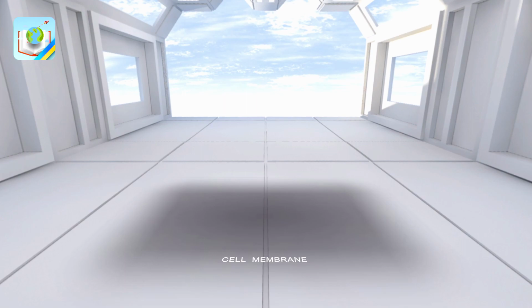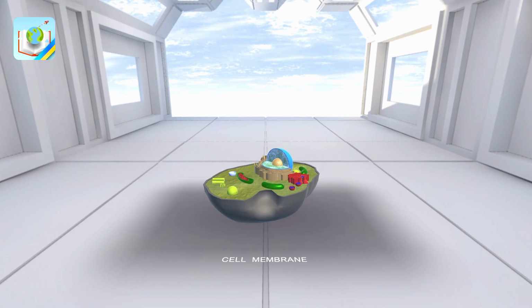Today, we will talk about cells, namely the plasma membrane. The plasma membrane, or plasmalemma, is a thin, 6 to 10 nanometers, pellicle that separates the contents of a cell from the external environment. Tap on the cell.